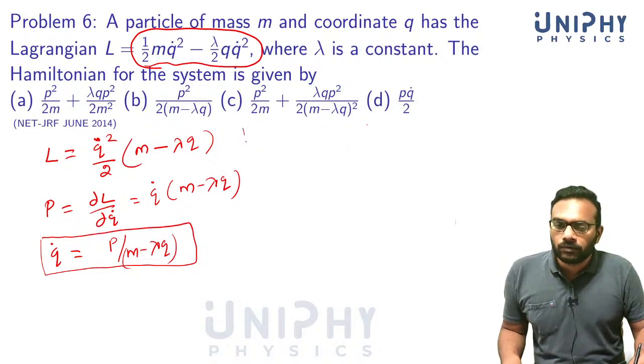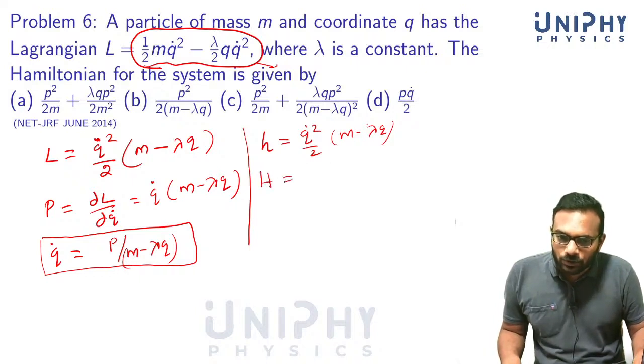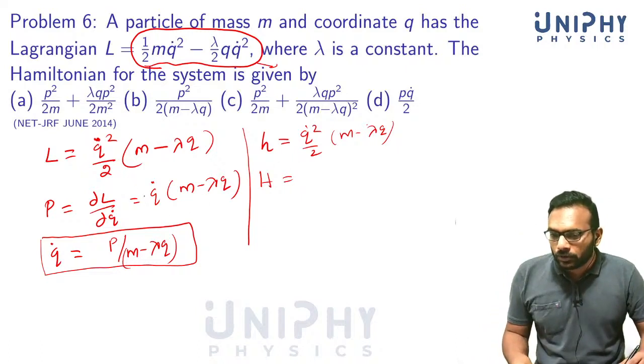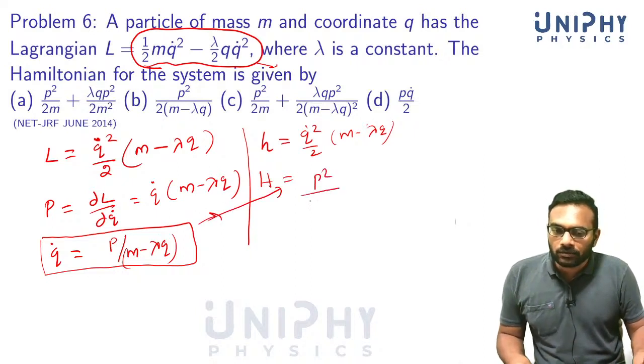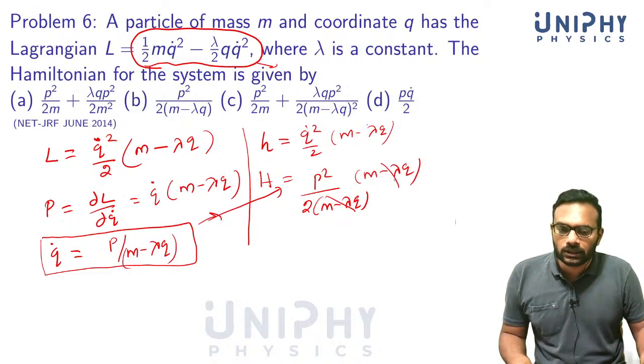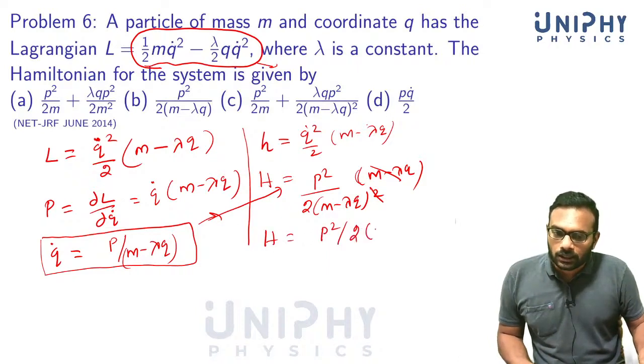What do we do now? We have got the momentum, and since this only has the kinetic energy term, the Hamiltonian, or the energy function, is simply q dot square by 2 times m minus lambda q. But the Hamiltonian should not have any q dot, so you have to eliminate q dot in favor of p. We have the expression of q dot in terms of p, so you just substitute it here. That becomes p square divided by 2 times m minus lambda q, multiplied by m minus lambda q. Sorry, here it's m minus lambda q, but in the denominator it's m minus lambda q square, because we need to find p square. So the final answer is H is equal to p square divided by 2 times m minus lambda q.